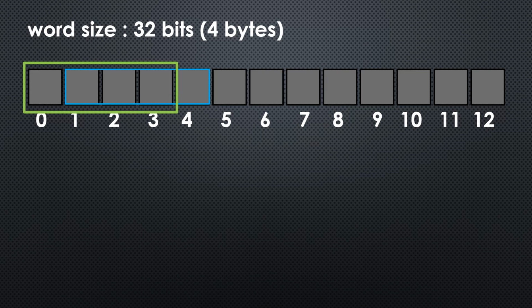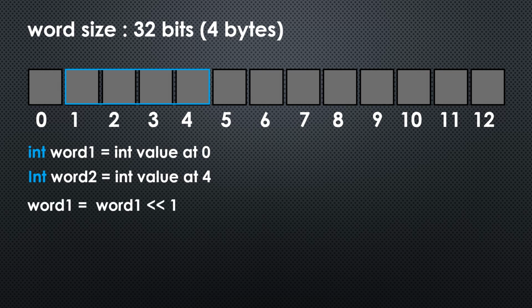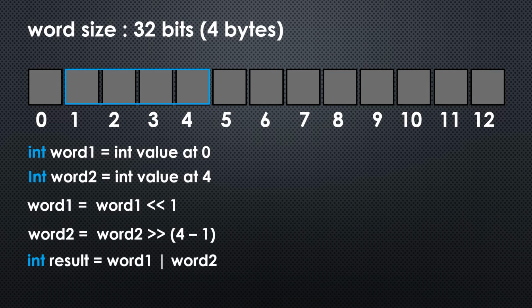The machine has to do some more work. It will first access the word stored at 0, and then it will store it into a variable. And then it will access the second word stored at 4, then it will store this into a second variable. Then it will perform some bitwise operations. Word 1 will be shifted to left by 1, and then word 2 will be shifted to right by 3. And the result would be the OR operation of word 1 with word 2. To get rid of this kind of overhead, the compiler aligns these variables onto the memory addresses of multiple of 4. And according to this, the size of the structs and classes changes.